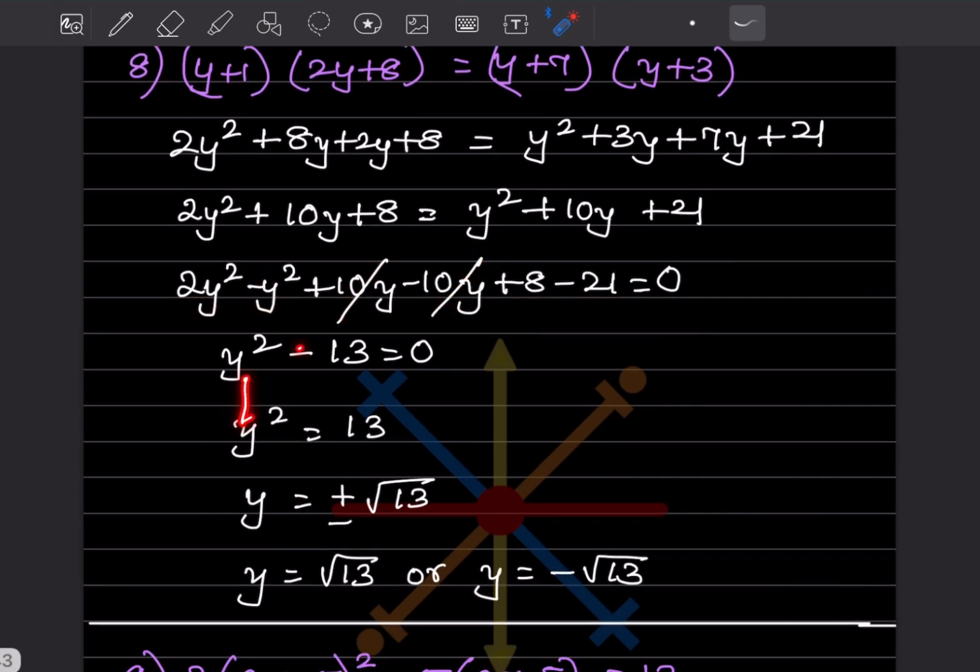So your y square will be plus 13. So y, when you square root both the sides, whenever you do that, it should always be plus or minus. This is not a perfect square, so you have to write it in a square root sign. So y is equal to root of 13, or y is equal to minus root of 13.